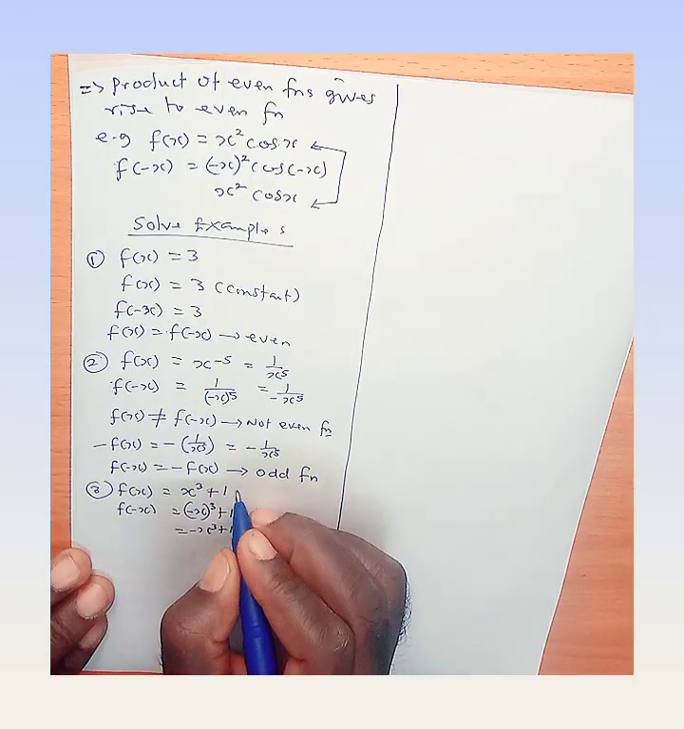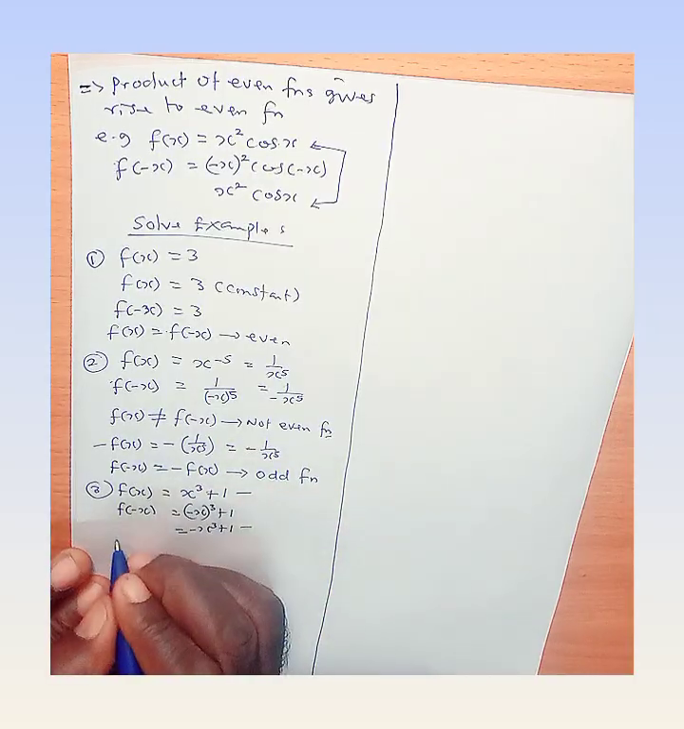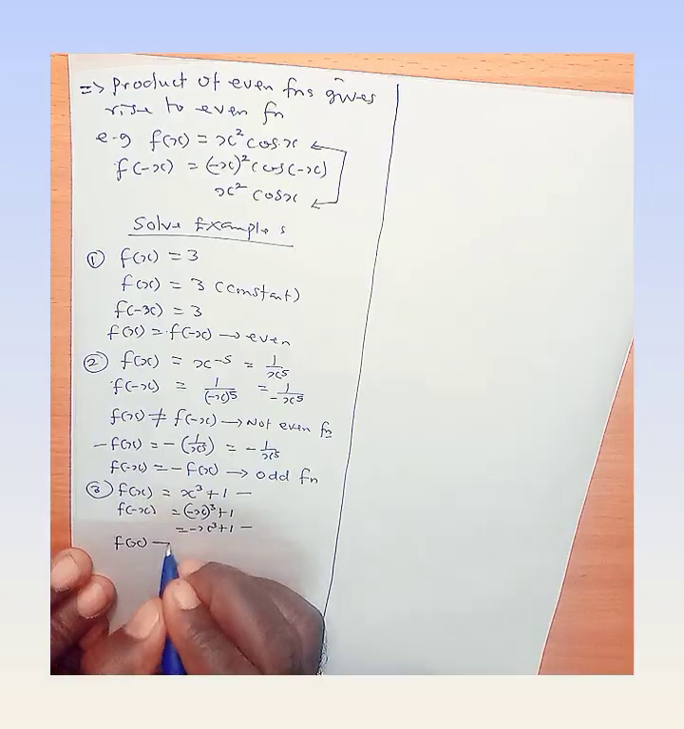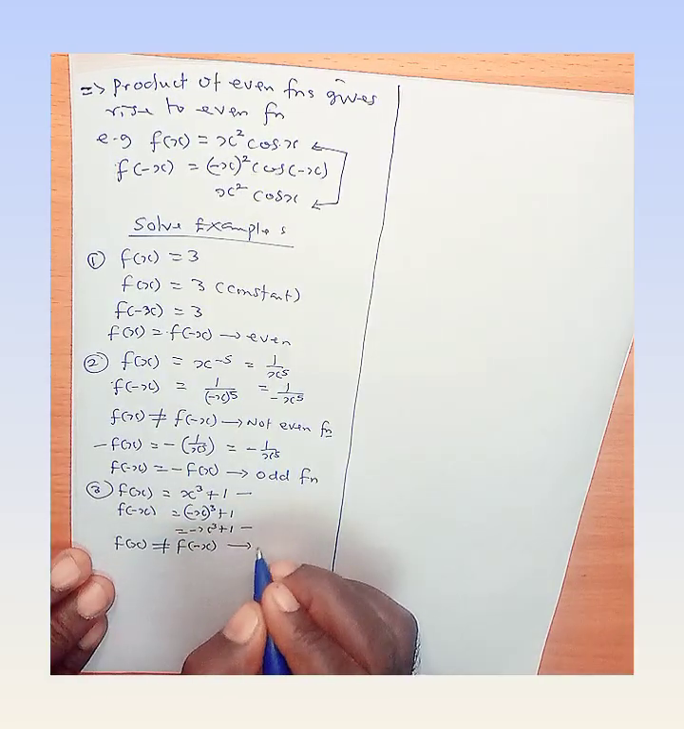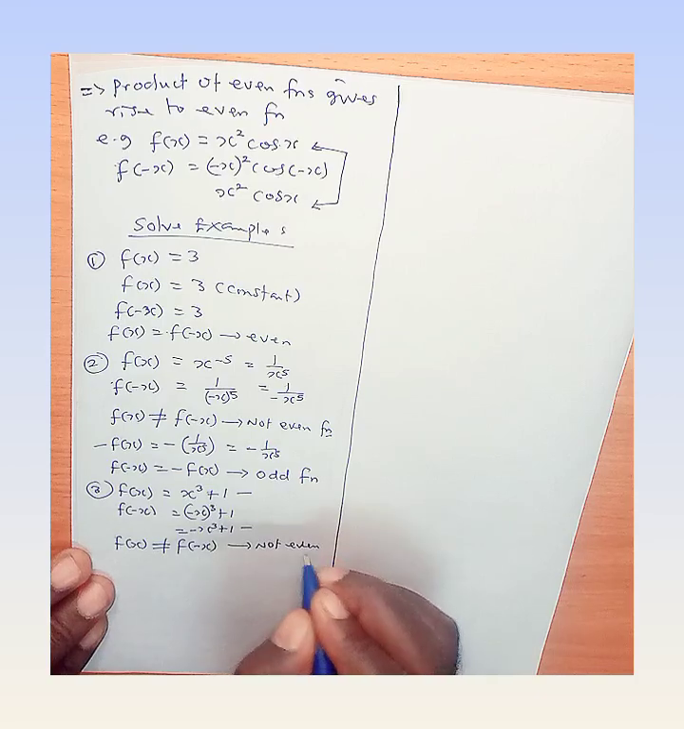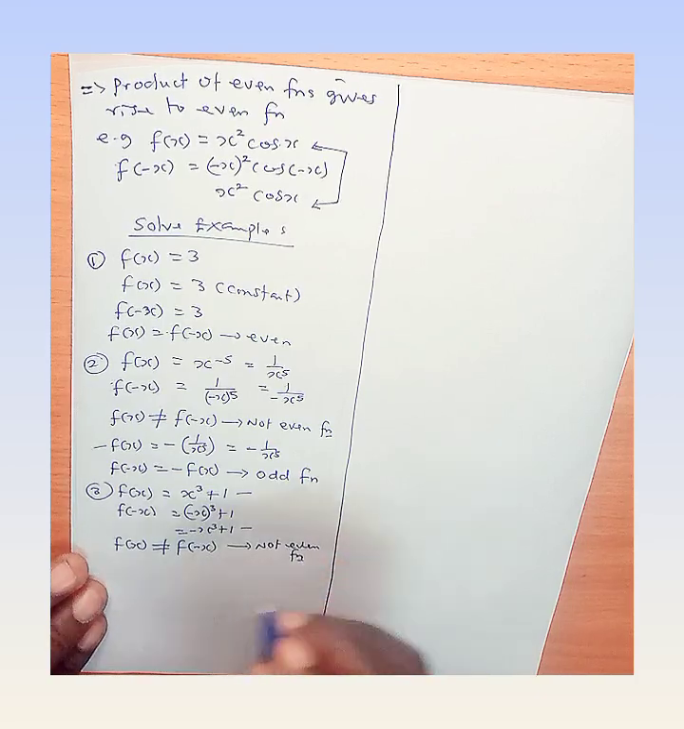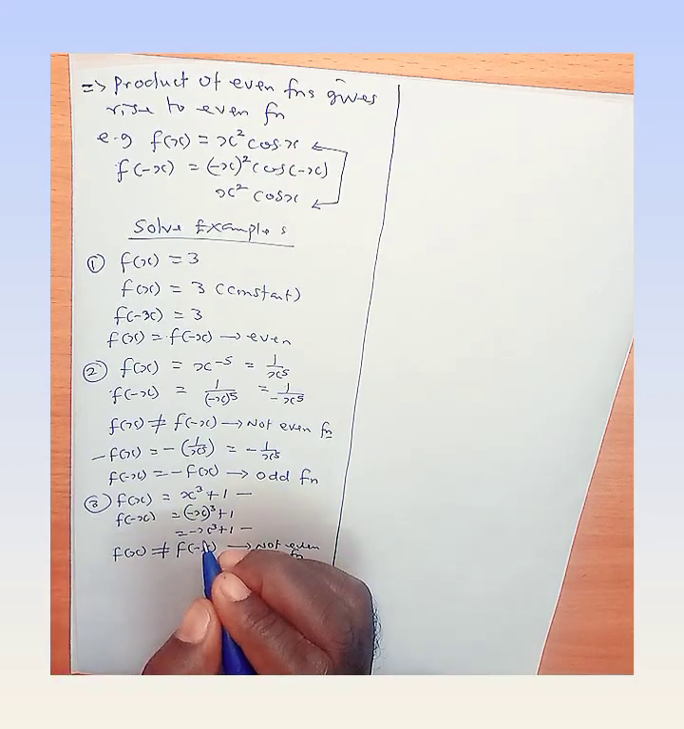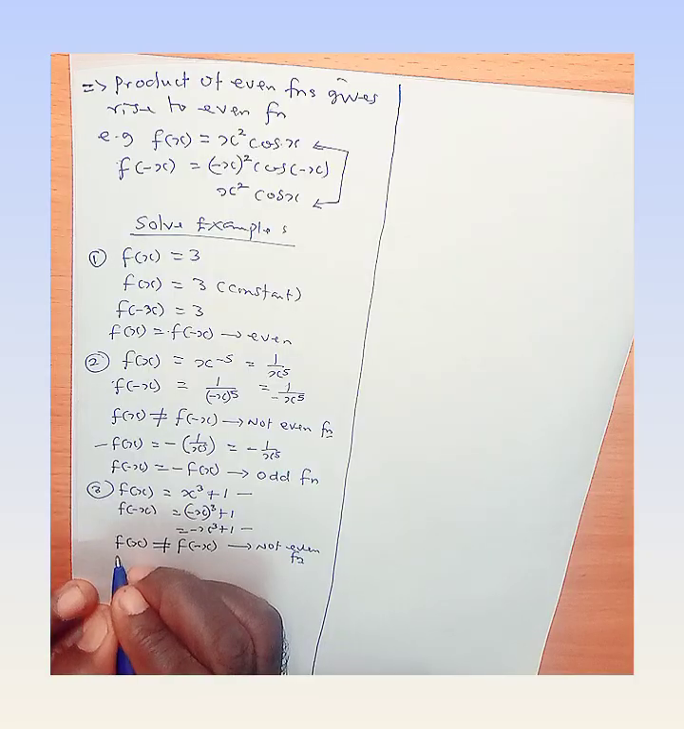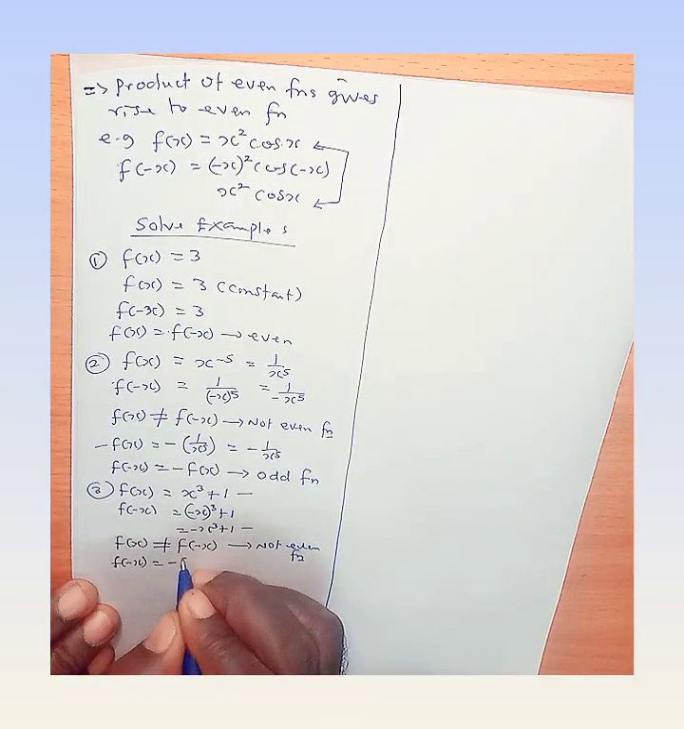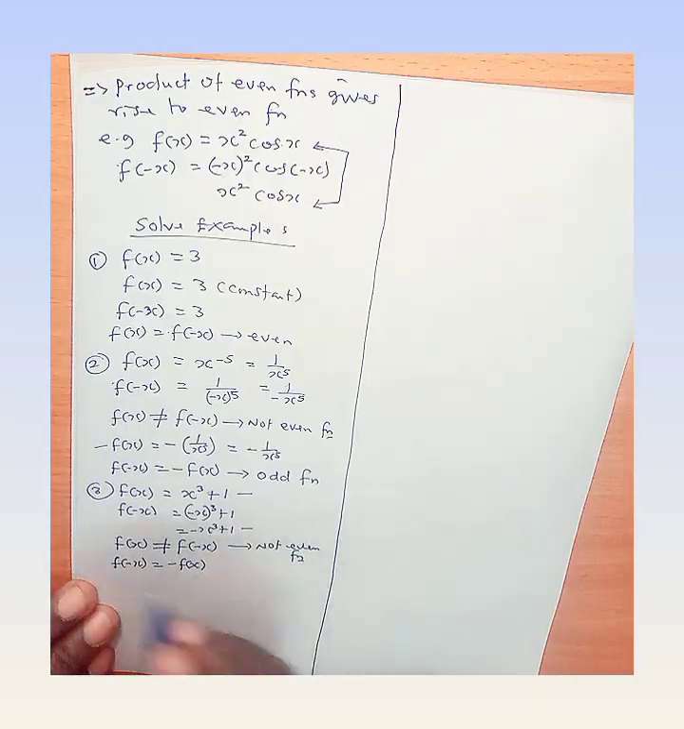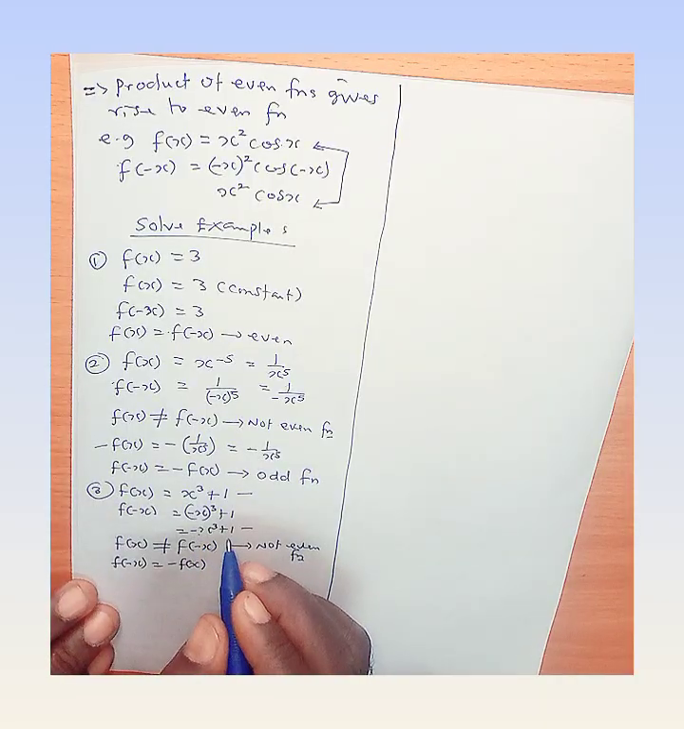You discover that this one and this one are not the same, since f of x is not equal to f of minus x. It is not an even function. Then you proceed and test it for odd function. We know that for it to be an odd function, f of minus x must be equal to minus f of x. F of x is minus x cubed plus 1.